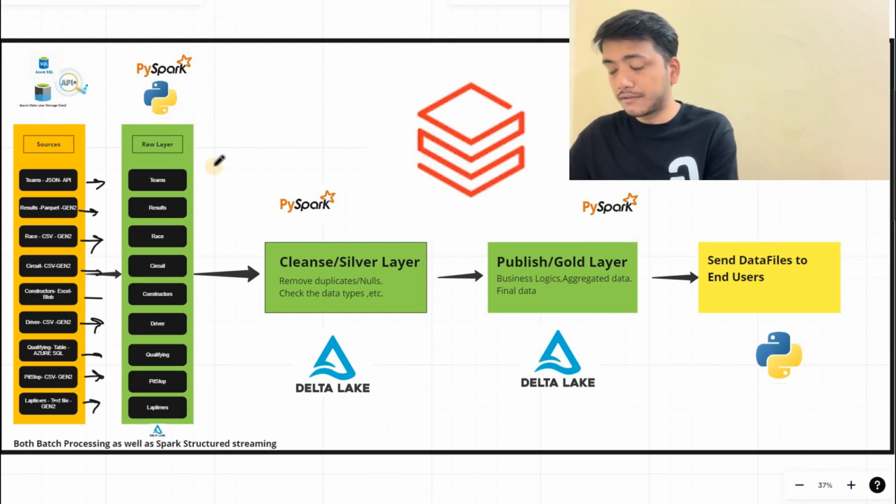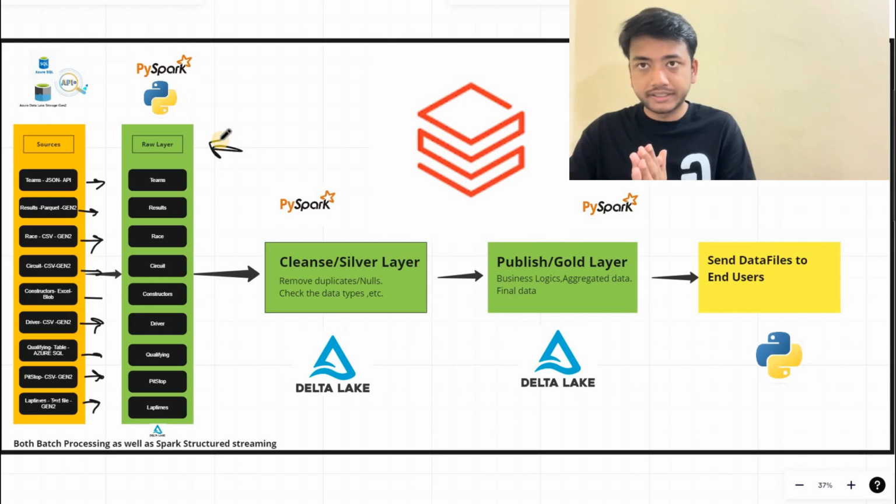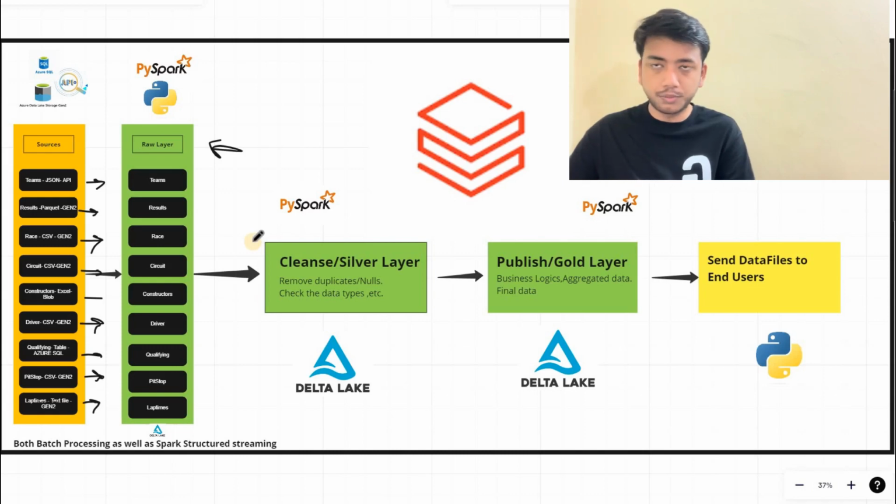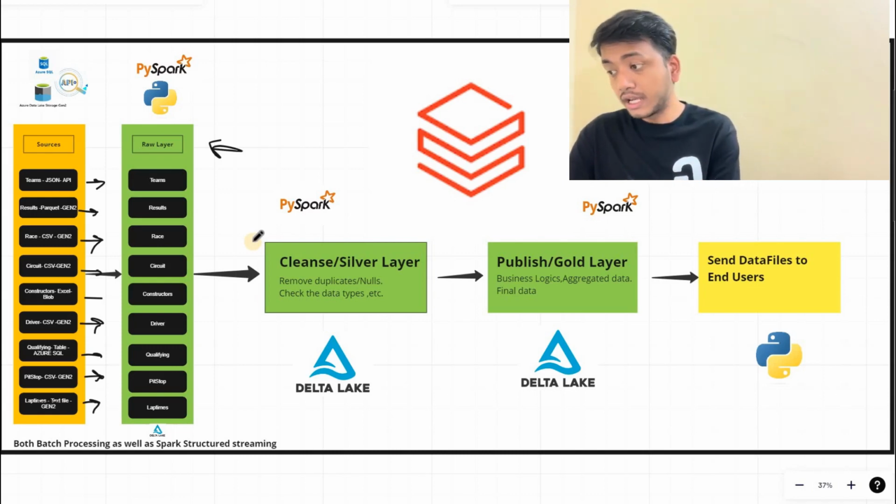Then you can see we have this raw layer. This raw layer will be our bronze layer in ADLS Gen2, and here we will source all this data. Then we have the cleanse layer over here, where we will remove the duplicates, check the nulls, and check the data types.